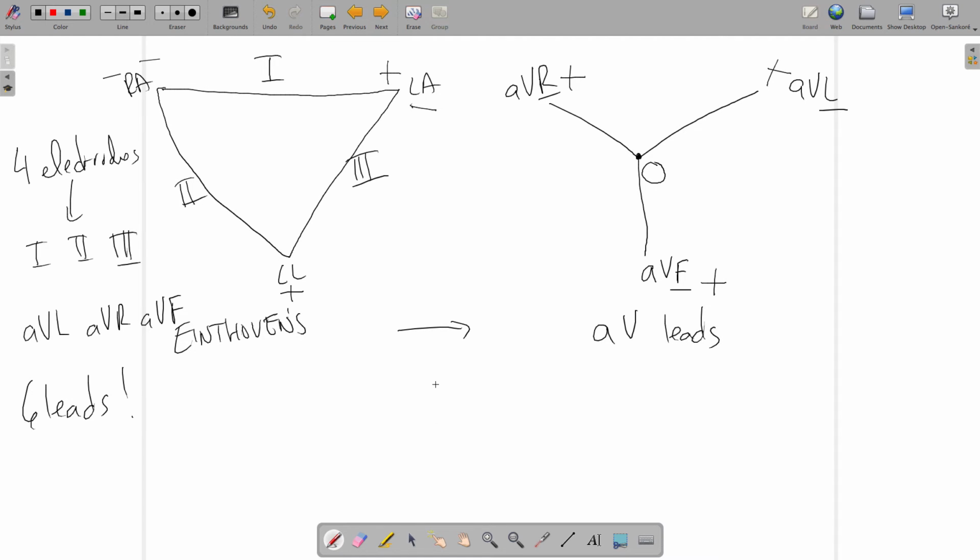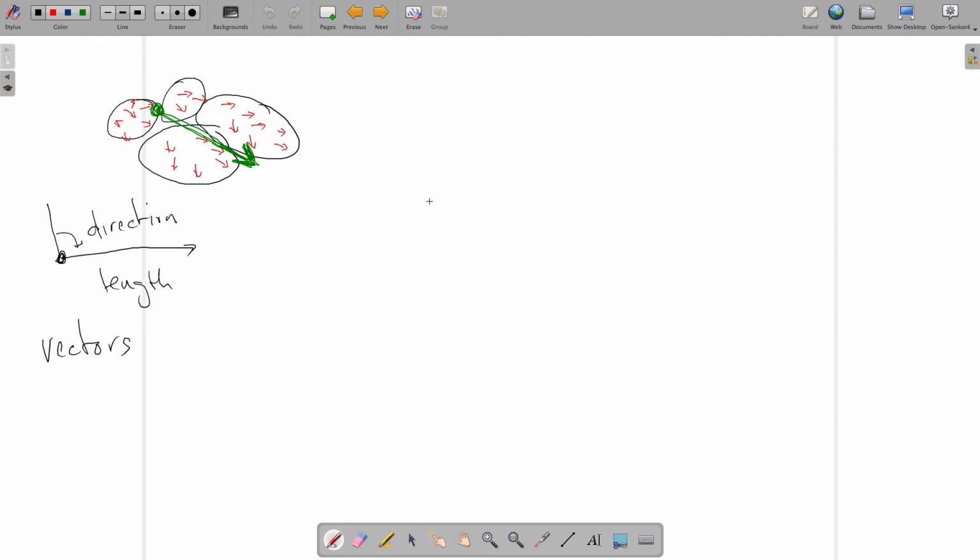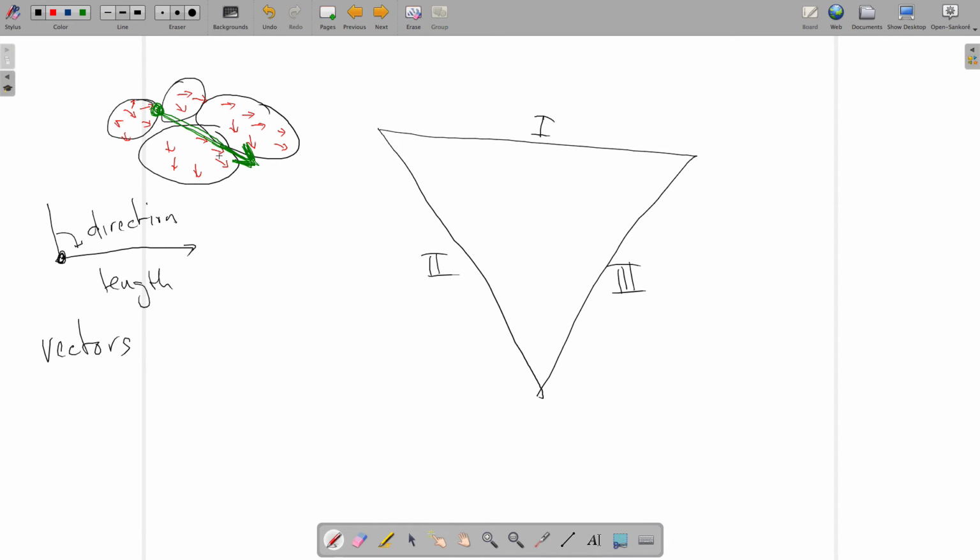All right, so let's go to the next slide here, and let's put all this together so that it makes some sort of sense. First, let's start with Wilson's central terminal. I'm sorry, I keep saying Wilson's, I mean Einthoven's triangle, and you again place the leads on top of this. Now take a look at this vector that I've drawn, this green line. I want you to appreciate that the green line represents the vector of depolarization by the myocardium, and it goes in this direction.